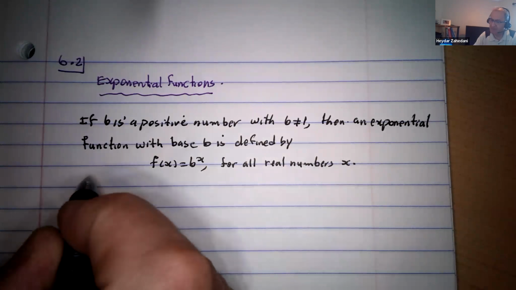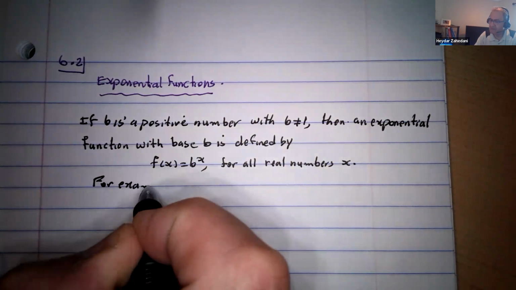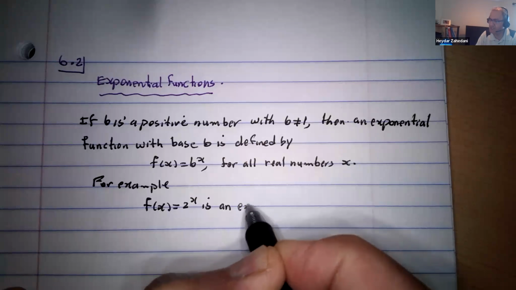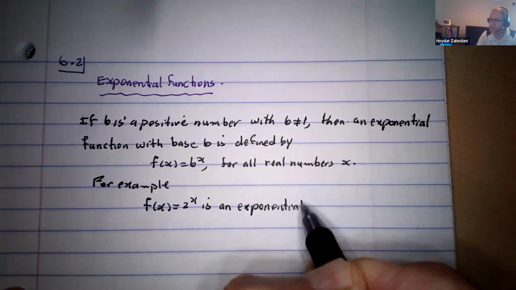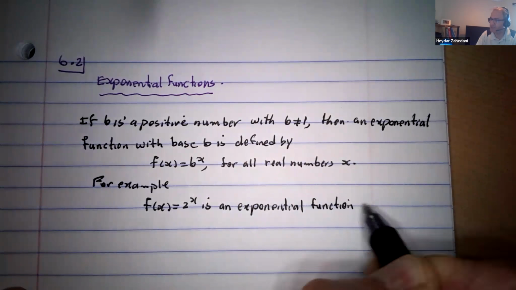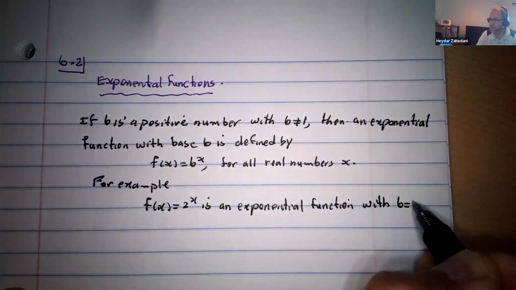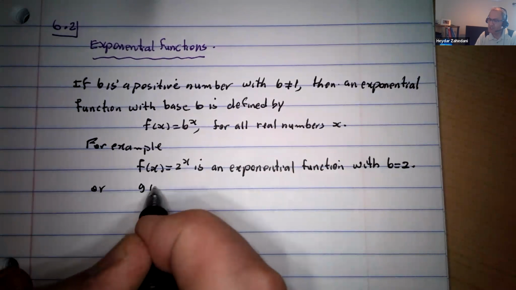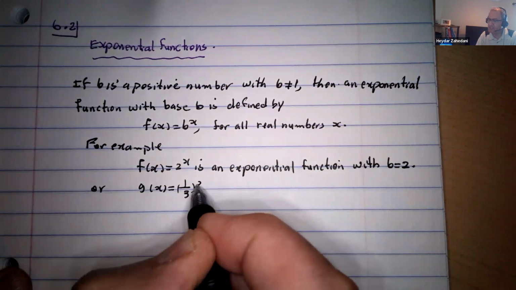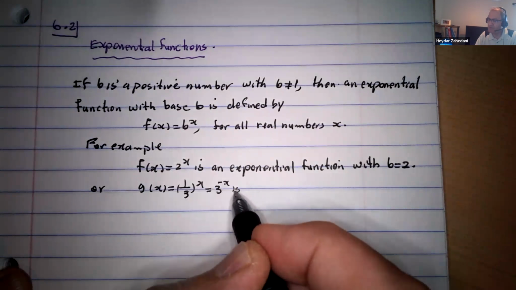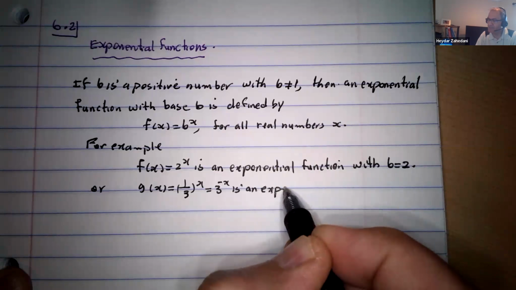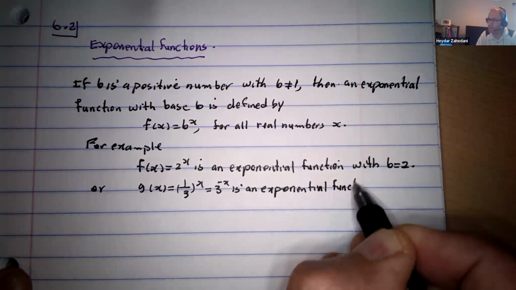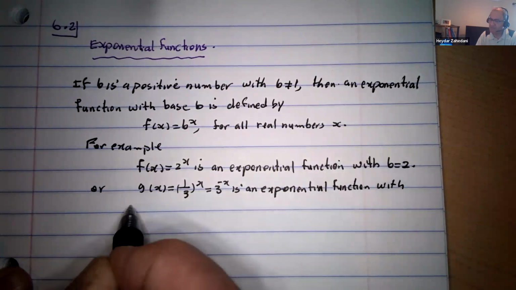Okay, so for example, f of x equal to 2 to the x is going to be an exponential function with b equal to 2. So the base is 2. Or this function g of x equal to 1/3 to the x, which is the same as 3 to the negative x, is going to be an exponential function with base b equal to the half.